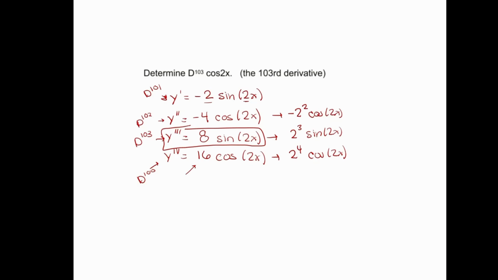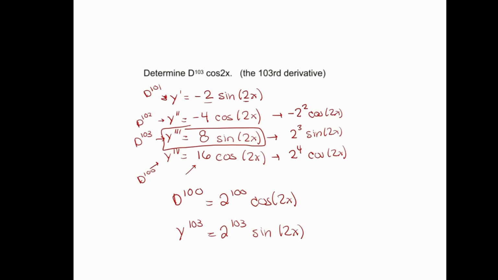So we know that D100, I'm just going to back it up a little here, D100 is equal to 2 to the 100 cos 2x. But that's not what we need. So we need to count up from there to 103. So my 103rd derivative will be equal to 2 to the 103 sine 2x. Sorry, I backtracked a little bit there because I realized I forgot to tell you.